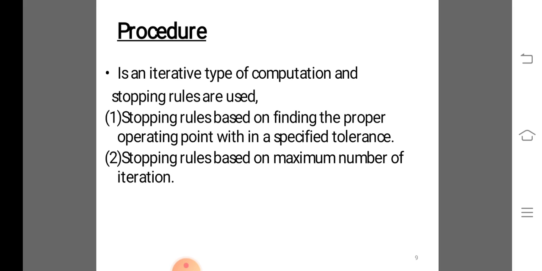The procedure is an iterative type of computation and stopping rules are used. One is stopping rules based on finding the proper operating point within a specified tolerance. Second is stopping rules based on a maximum number of iterations.